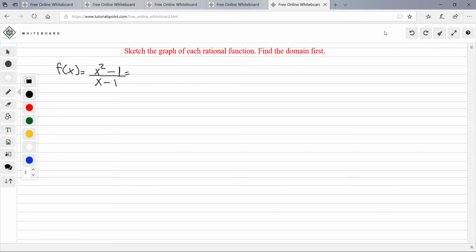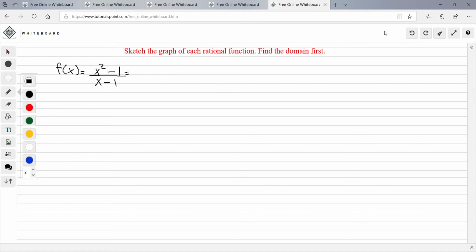Hi, today we're going to learn about rational functions, and in this section I will graph rational functions with holes in the graph, top heavy or oblique asymptote, bottom heavy, and when the degree is the same. So let's start with the first problem. It says, sketch the graph of each rational function. Find the domain first.